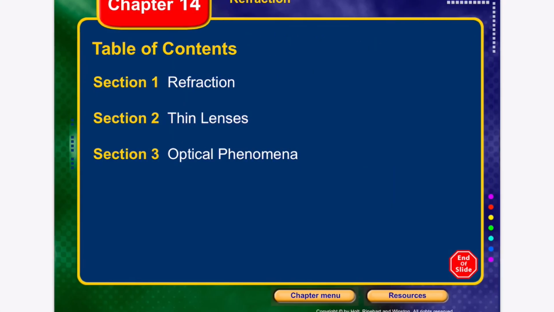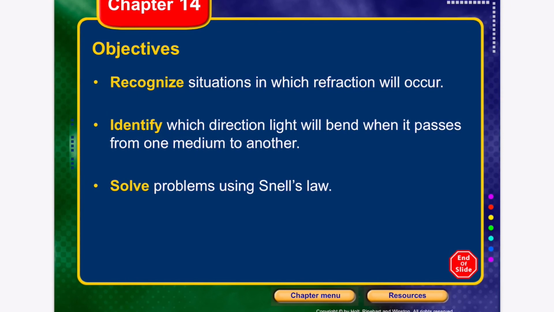There are three sections. First we'll discuss refraction and its phenomena. Next we'll talk about lenses and how images are formed using lenses. And last we'll talk about optical phenomena, different optical phenomena that use the principles of lenses. So let's start with section 1, refraction.